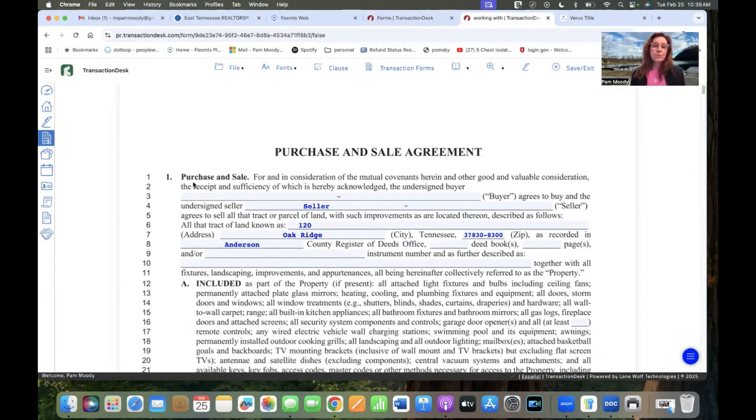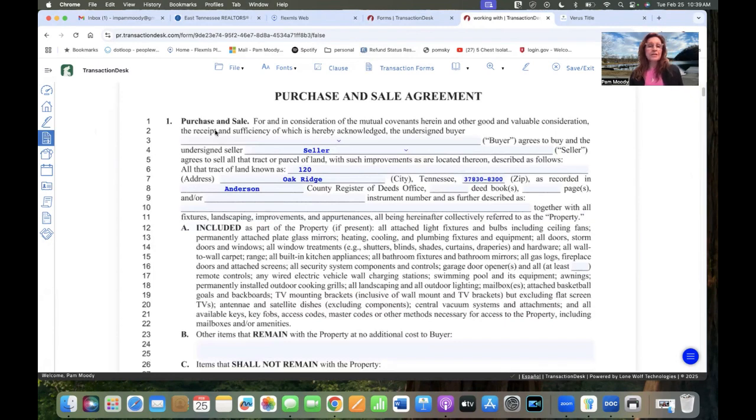Okay, so purchase and sale. For and in consideration, so a lot of legal words: mutual covenants herein, and other good and valuable consideration, the receipt and sufficiency of which is hereby acknowledged, the undersigned buyer. This is where your name will go, and if there's two of you. Undersigned seller, their name is here.